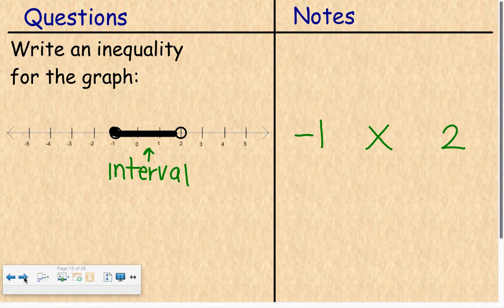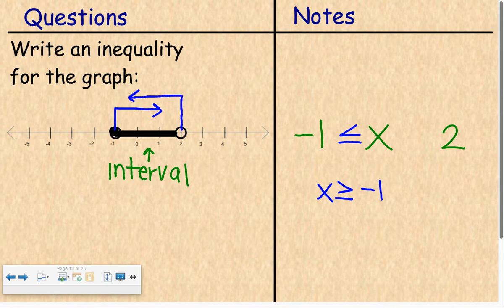Now the hard part is figuring out which way should my inequality symbols go. So if you look at -1, -1 is shading to the right. Now in order to think about the fact that it's shading to the right, my arrow should be pointing to the right. So that means the mouth has to open to the x. For the 2, we're shading to the left. My x is already on the left, so it's going that way. These are a little tricky to figure out what way the arrow should go.